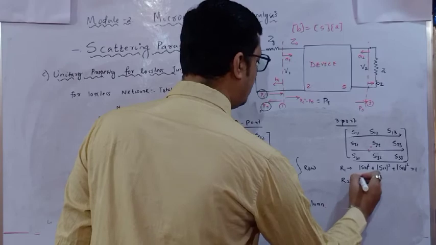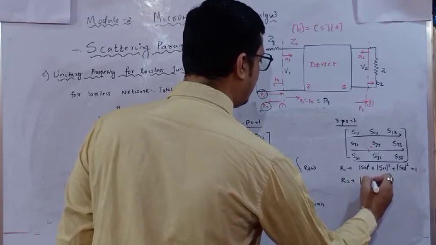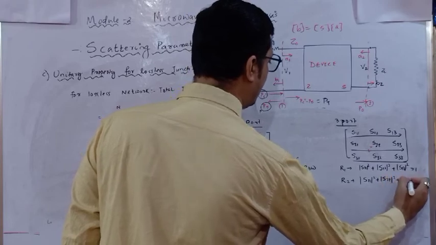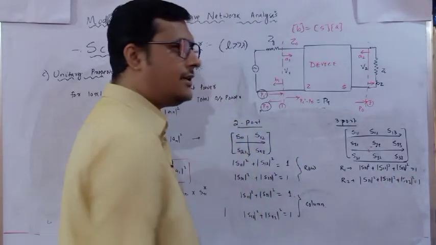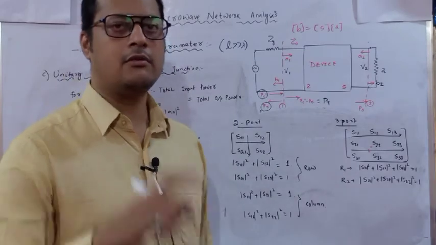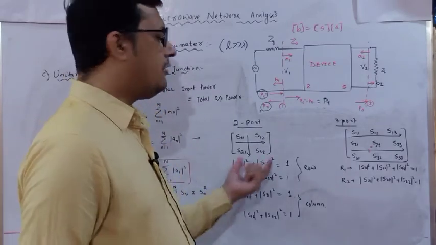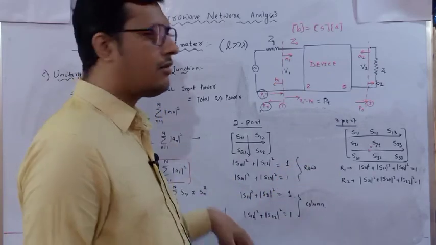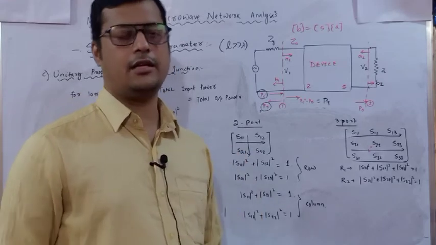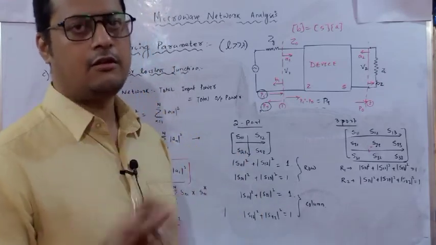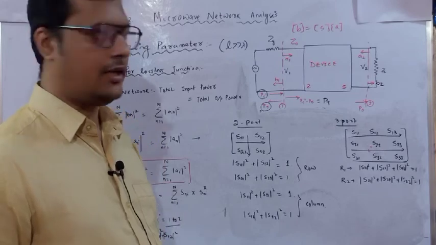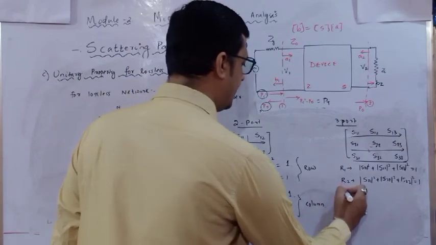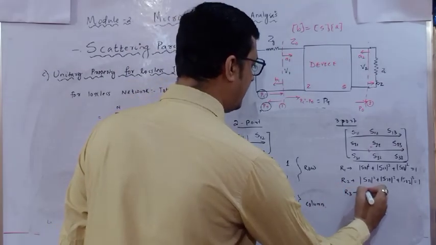Similarly, R2 is S21 square plus S22 square plus S23 square equals 1. It is not mandatory to calculate all the rows. First, test whether a row sum is equal to 1 or not. If it is not, then test for the column. If in the column also it is not, then it is considered not a lossless network. It is a lossy network. For the explanation I am naming them R1, R2 and R3. So like this you can make the test.